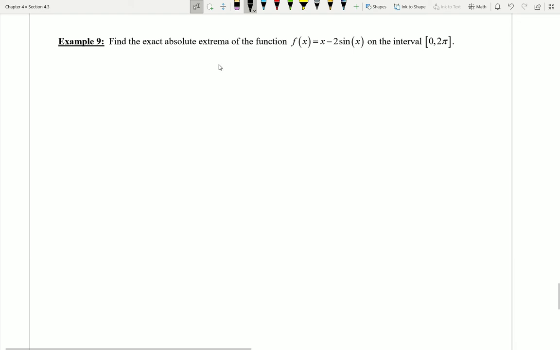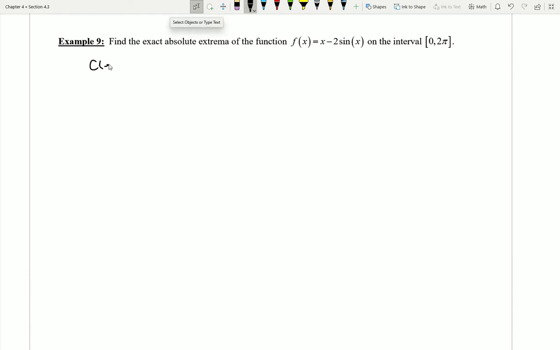So let's take a look now at example number 9. Again, I want to find the absolute extrema, the absolute mins and absolute maxes of this function on the closed interval 0 to 2 pi. Again, the first thing I need to check is that I have a continuous function here. But let's see, x is continuous, that's a polynomial, and 2 sine x, that's just a trig function with the sine in there, which is always defined.